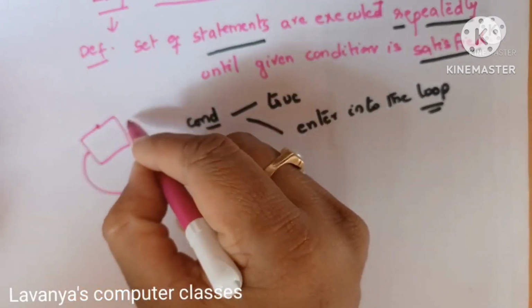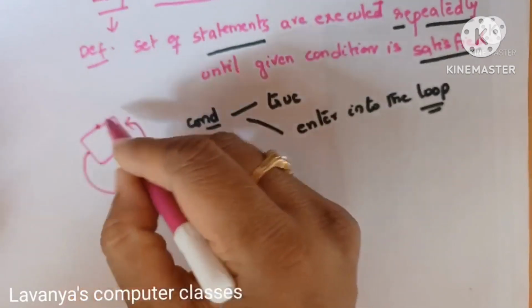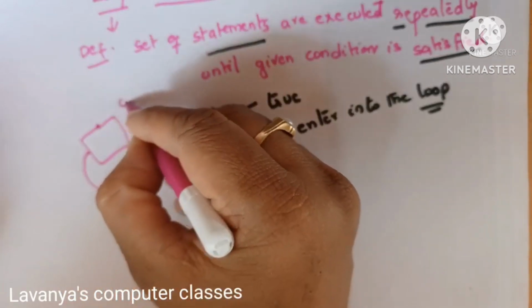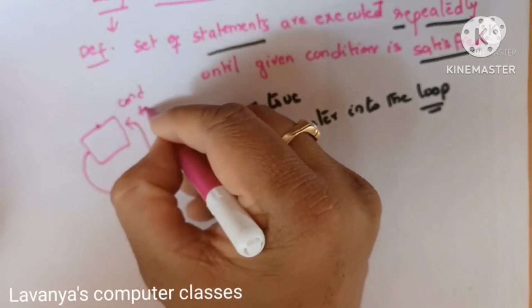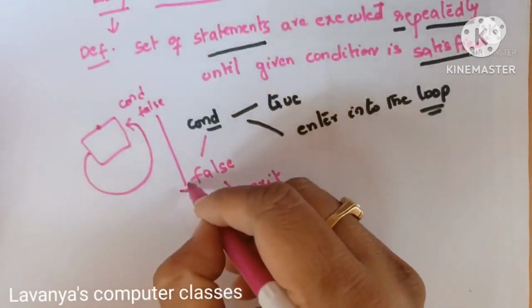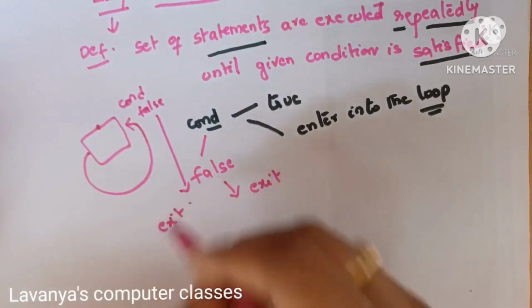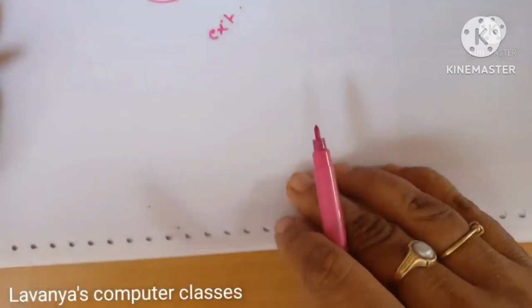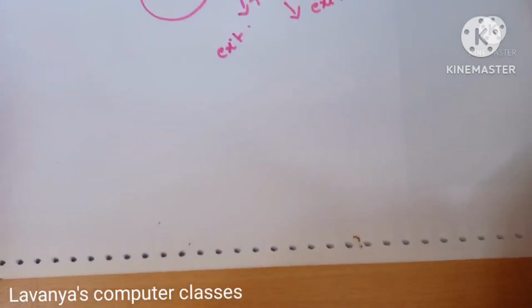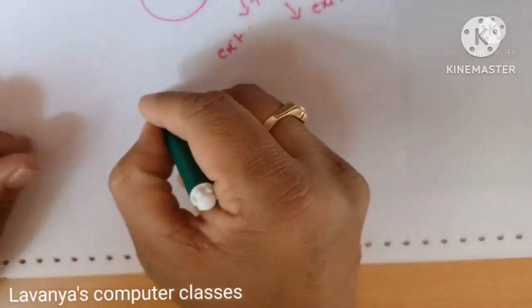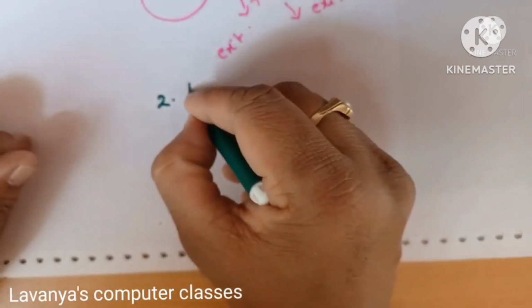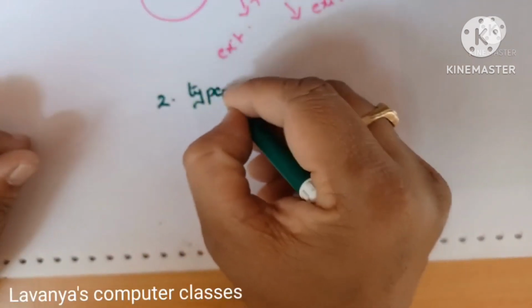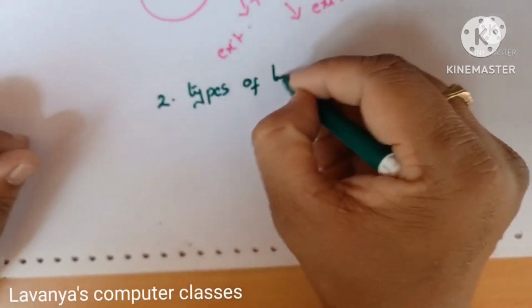See, like this. A set of statements are repeatedly, continuously executed until the given condition is true. If you want to repeat 10 times, it is repeated up to 10 times. Whenever it goes to the 11th time, it exits from the loop. So that is the definition of a loop statement. There are 2 types of loop statements. What are those categories?